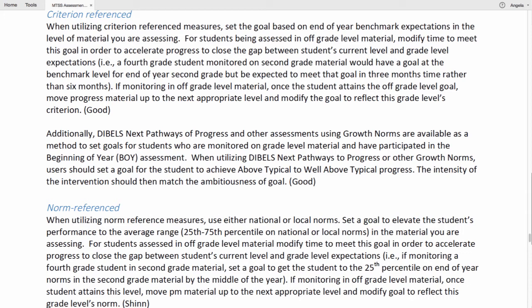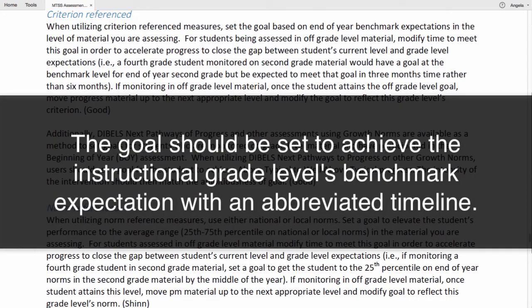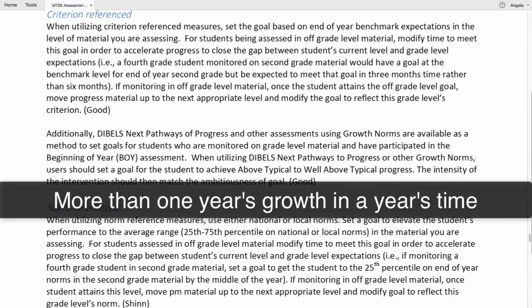So if you are monitoring off grade level, you'll set the goal for the end of year expectations in that level of material you're monitoring in, but we're going to shorten the time to get there so that the student can grow more than 1 year's growth in a year's time.